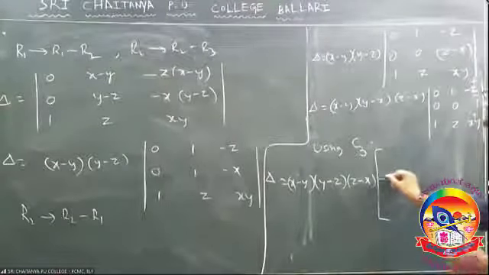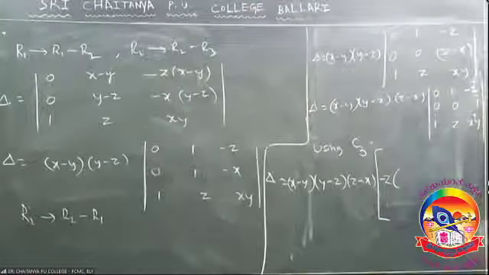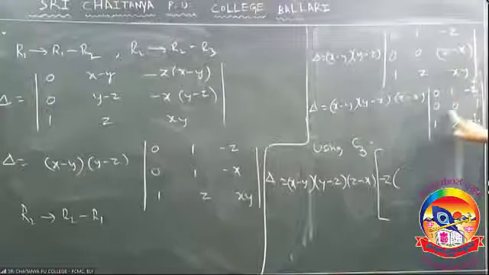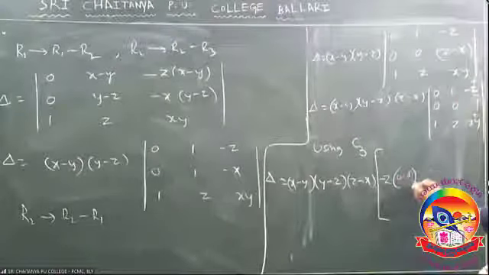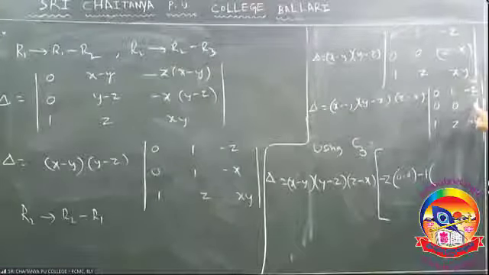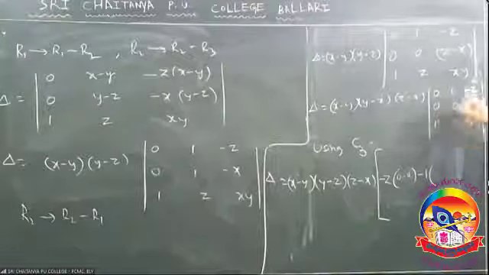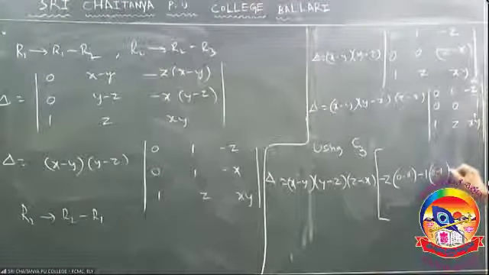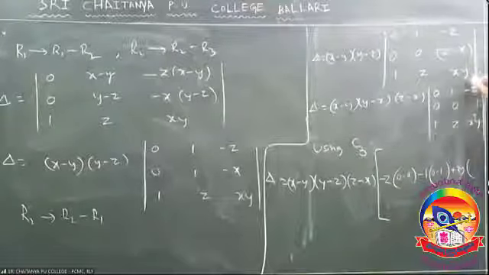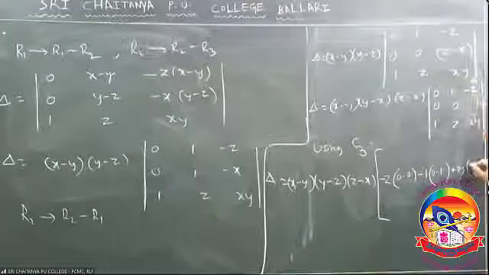Okay, and here it is positive, means this is negative and this is positive. Now minus z into, excluding this column and this row, you will have 0 minus 0. Okay, minus 1 into, exclude this row and this column. This becomes 0 minus 1. Okay, plus xy into, exclude this row and this column. It is 0 minus 0.